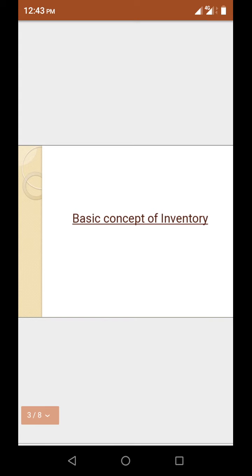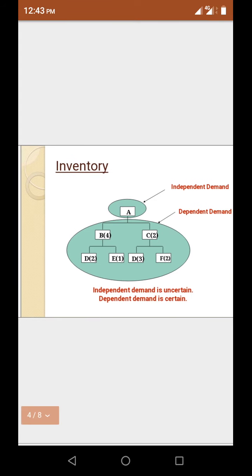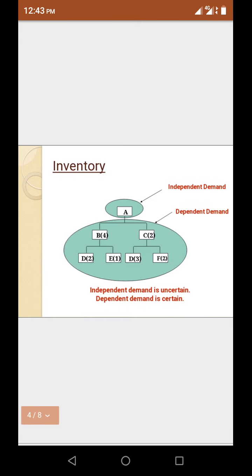Basic concept of inventory. Inventory has independent demand or dependent demand. The dependent demand is certain and independent demand is uncertain. The inventory can be divided as dependent demand and independent demand.